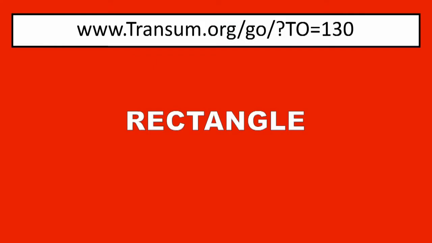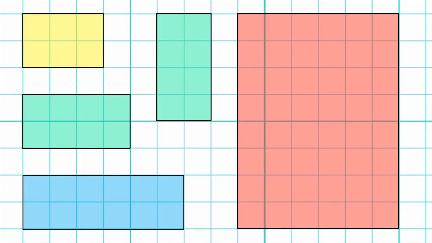Let's begin with the rectangle. Okay, here I've drawn some rectangles on squared paper. So let's start with a little yellow one in the top left. It covers 6 of the squares of the grid. Now, if each of the grid squares is 1 centimetre by 1 centimetre, or 1 square centimetre, that yellow rectangle has an area of 6 square centimetres.